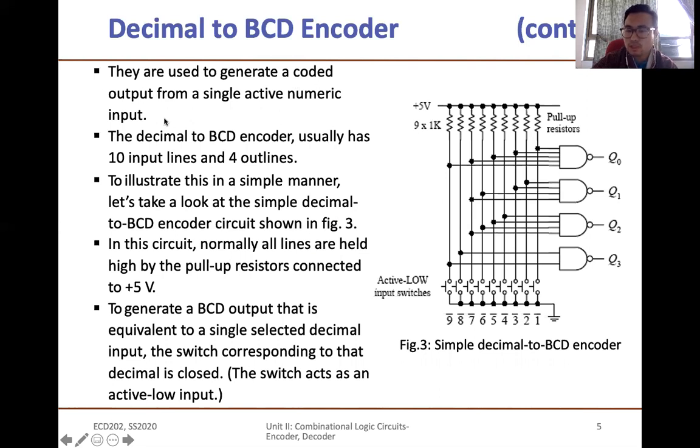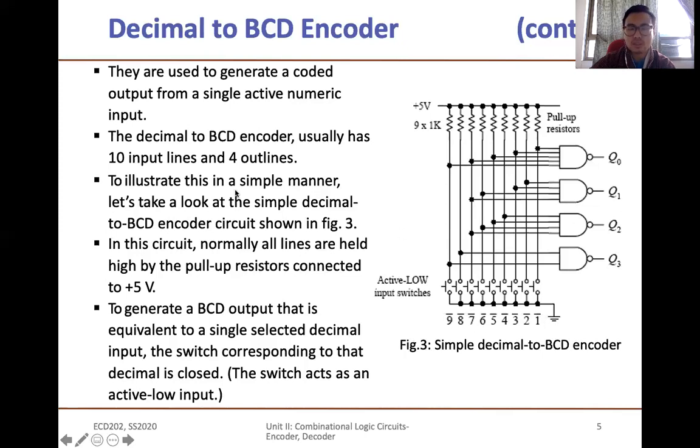So the simple decimal to BCD encoder is used to generate the coded output from the single active numeric input. With the help of that encoder, your numeric input will be converted to the coded output. The decimal to BCD encoder usually has 10 inputs and 4 outputs. So you have 10 inputs and 4 outputs.